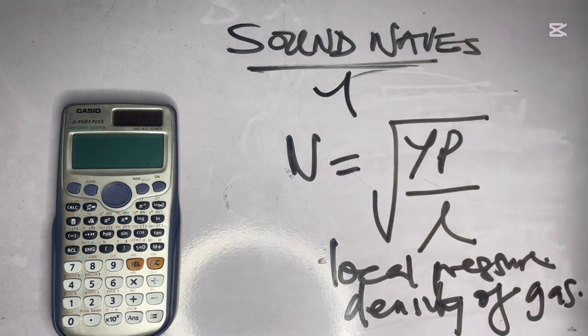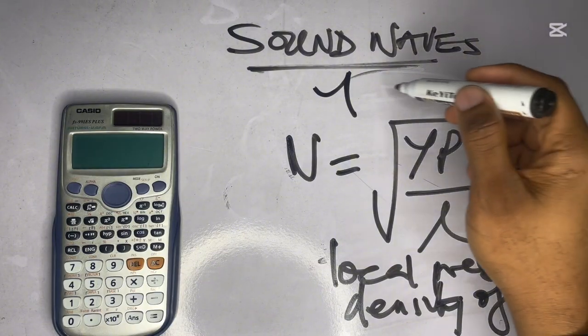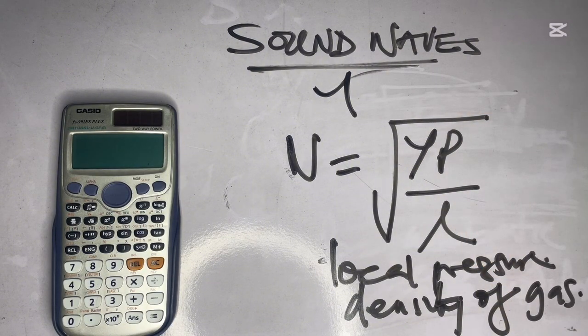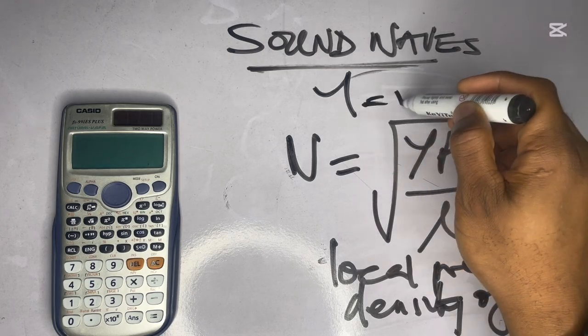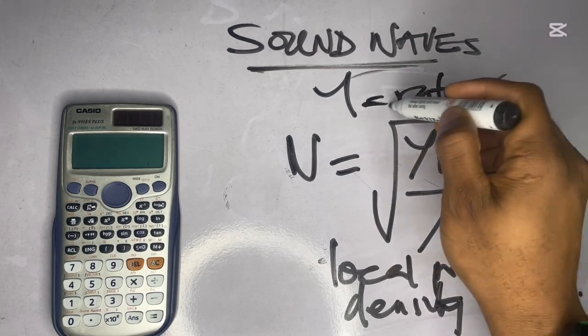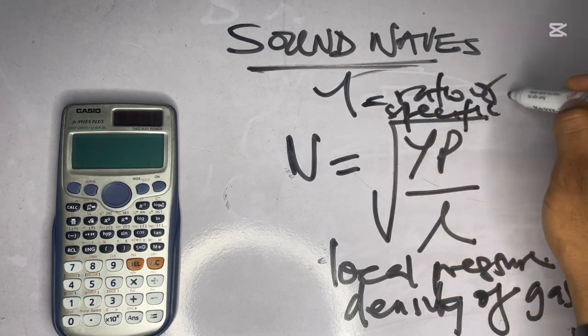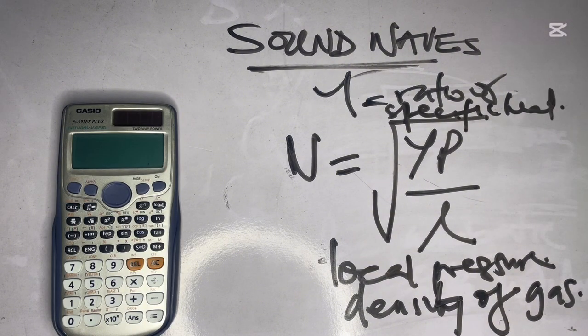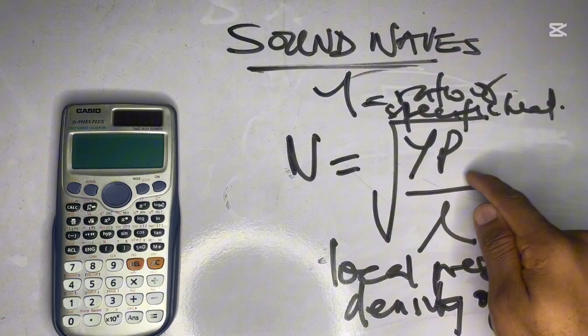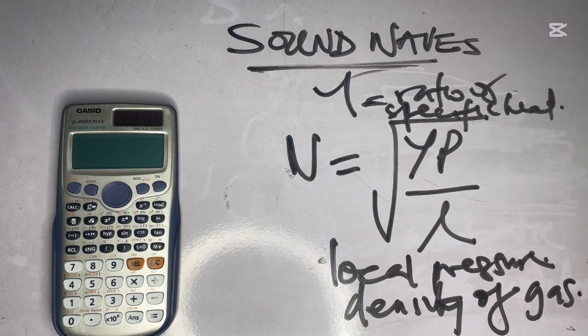Then the gamma, which looks a little bit like Y, is known as the ratio of specific heat. That is what this denotes. Ratio of specific heat. So that is it basically. Now, one thing we need to understand is that this local pressure P has its own formula as well.